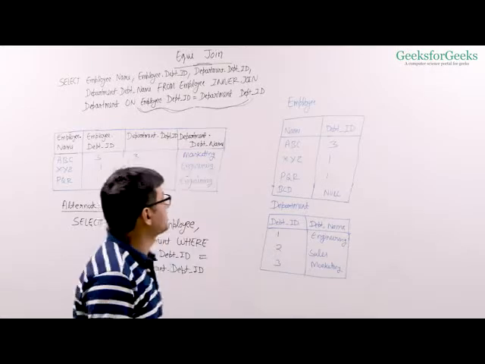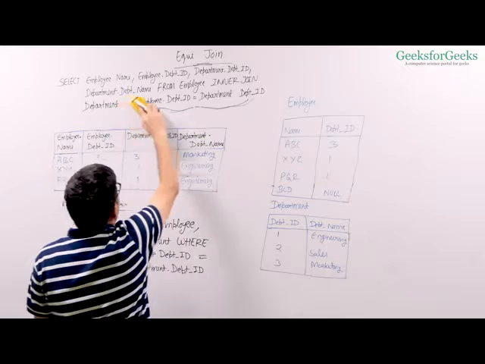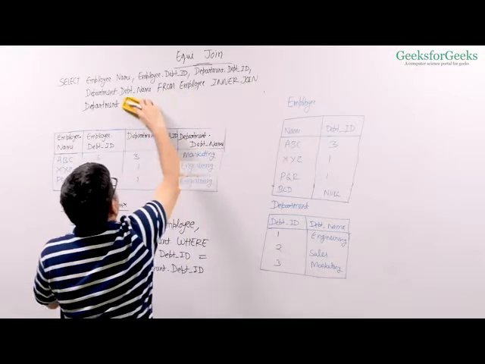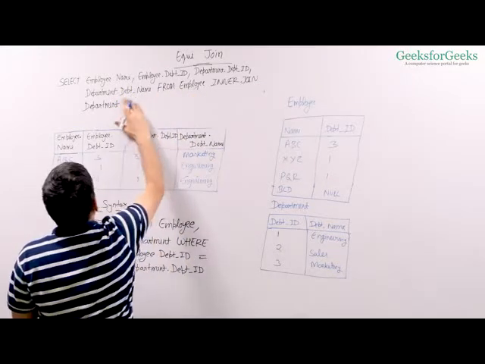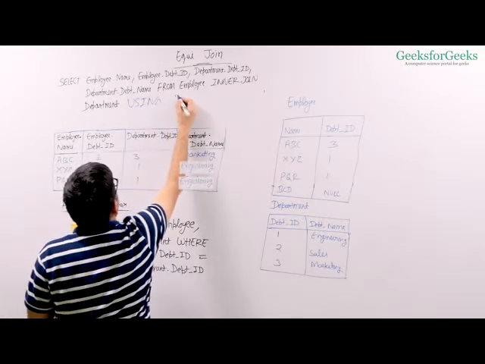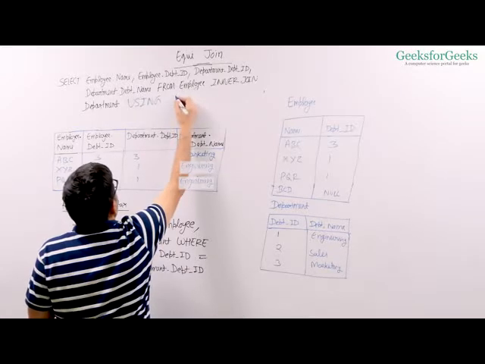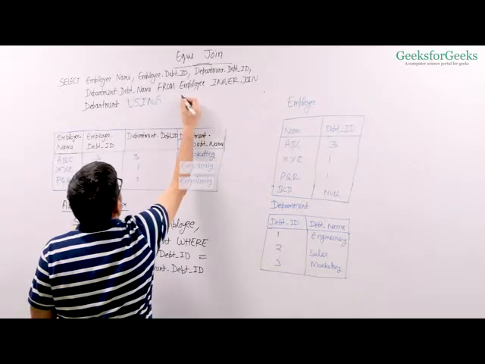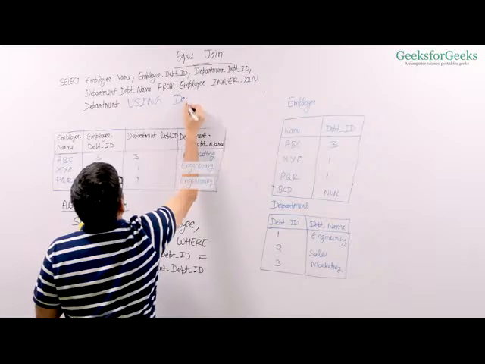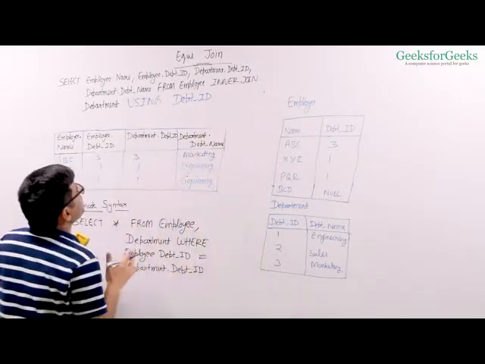Some database management system servers also provide a special syntax for equi-join. They say that you can use department ID. So that's another way of doing equi-join. It might not be allowed in some database management servers like SQL Server or Sybase. So this works as an equi-join.